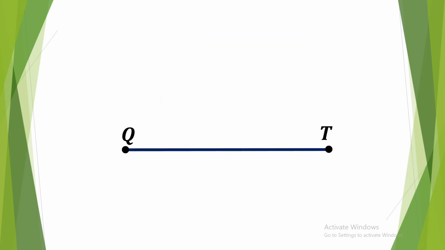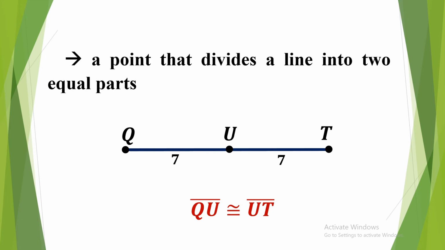Next, we have here a segment QT. At the center of the segment is a point named point U. And that point U divides the segment into two equal parts. So we now have segment QU is congruent to segment UT. So if segment UT measures 7 units, then segment QU also measures 7 units. That point U now that divides the line into two equal parts is called the midpoint of the line.